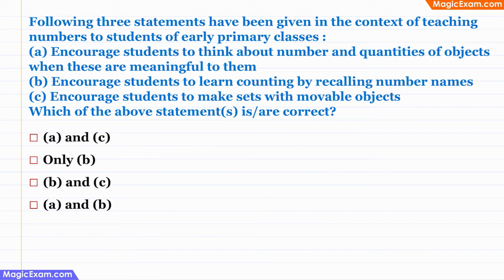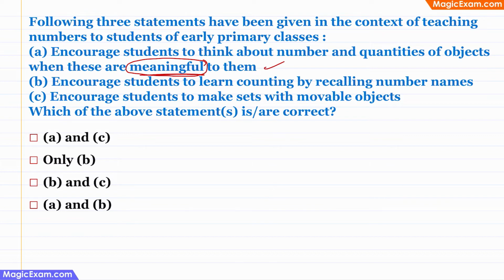The following 3 statements have been given in the context of teaching numbers to students of early primary classes. First one says, encourage students to think about numbers and quantities of objects when these are meaningful to them. This is a correct statement, because if children can understand the context of what they are doing when they are counting numbers or quantities, then they'll be able to understand mathematics better.